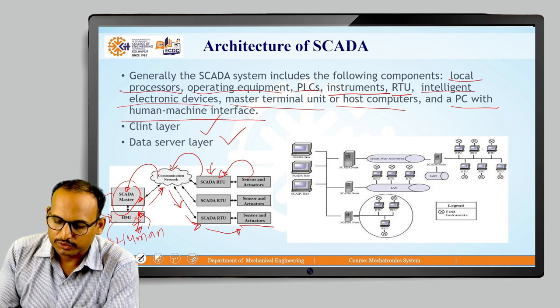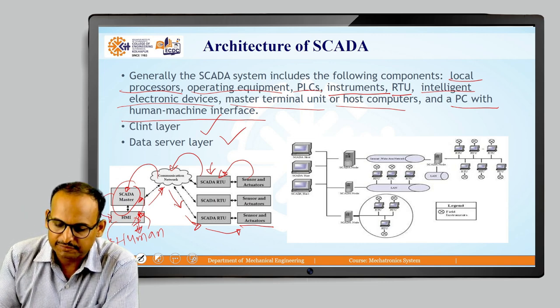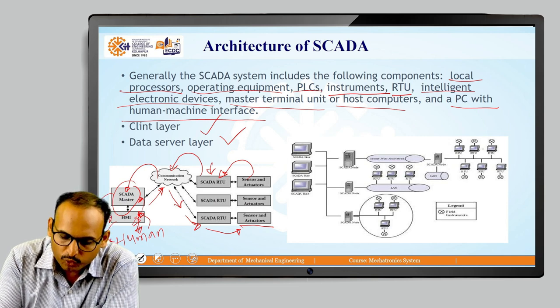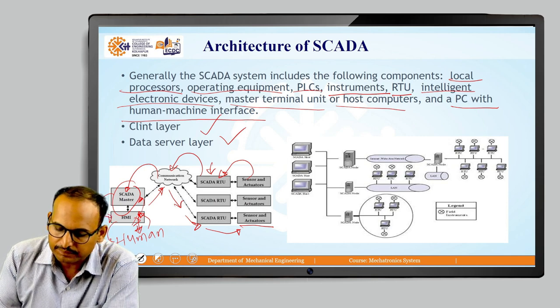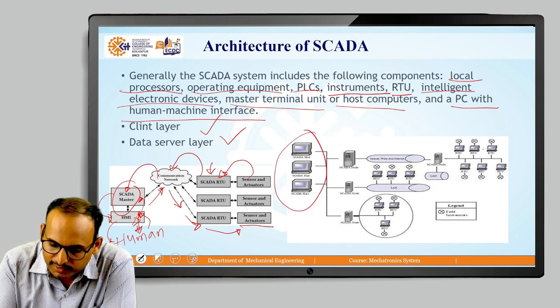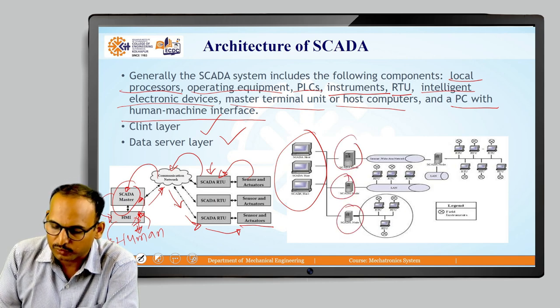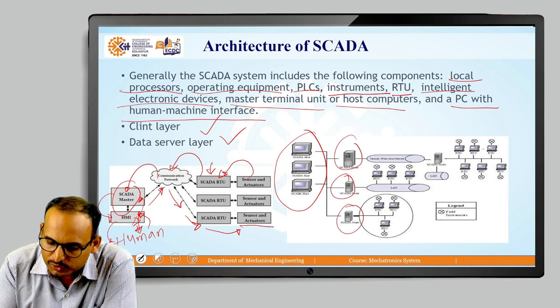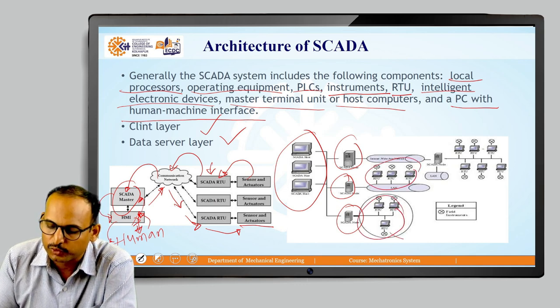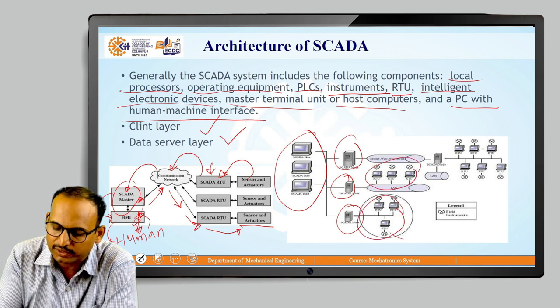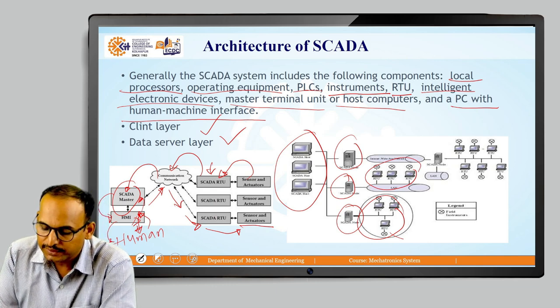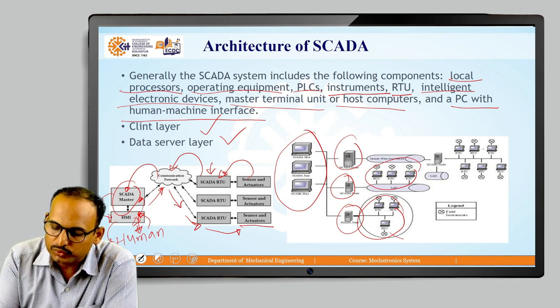You can see another view of this architecture, where the SCADA hosts are here and the SCADA nodes are here. So you are dividing this into multiple nodes. These nodes are connected to multiple RTUs. These are groups of RTUs which are connected to the different nodes. They are connected through the LAN network.